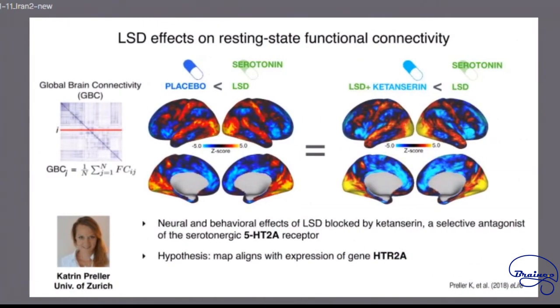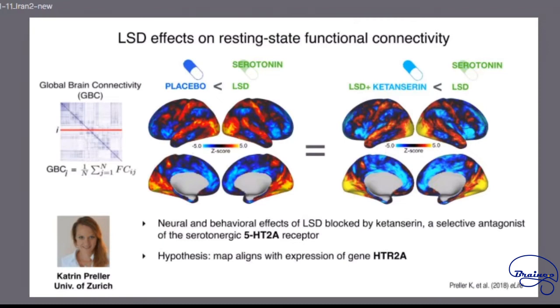So we started, as a test bed, with an existing data set that some colleagues had collected, and this is using LSD. This was actually collected in Switzerland. You can't really do these experiments in the United States with LSD, but in Switzerland you can. And so they took healthy subjects and gave them this serotonergic hallucinogen, LSD, and it induces a specific brain-wide pattern in the functional connectivity.